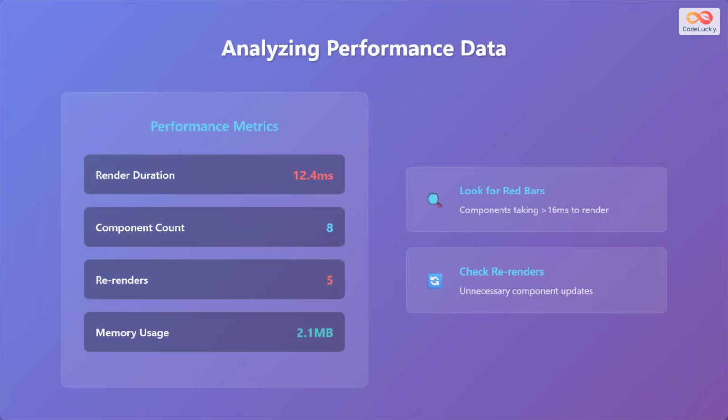Analyzing performance data. After recording a session, you can analyze the performance data. Look at the render duration, component count, number of re-renders, and memory usage. Look for red bars, which indicate components taking more than 16 milliseconds to render. Check for unnecessary component updates.